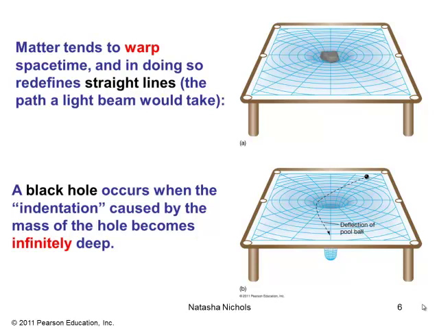In frame B here, you see a ball rolling across the table is deflected by the curvature of the surface in much the same way as a planet's curved orbit is determined by the curvature of space-time produced by the sun.